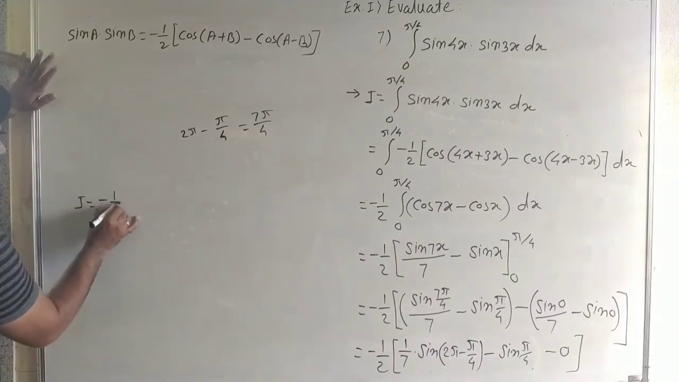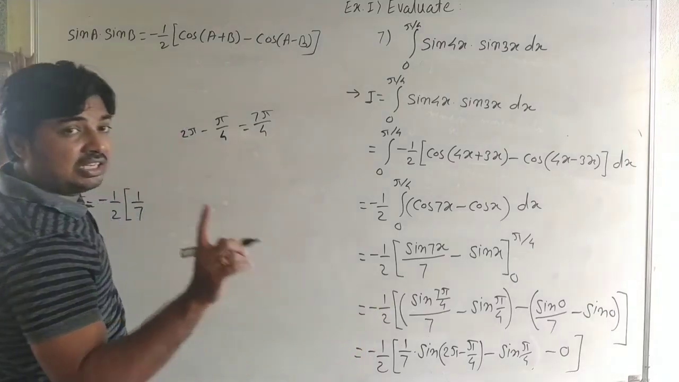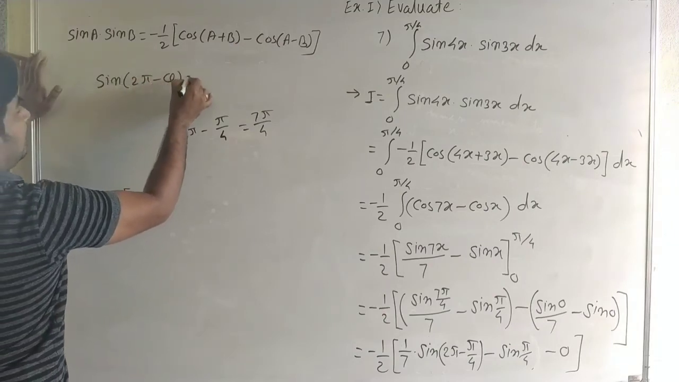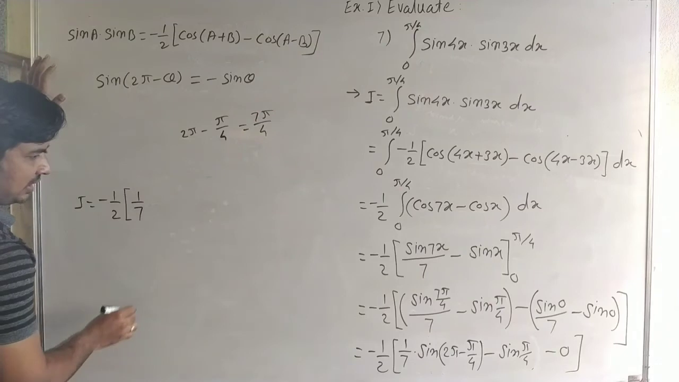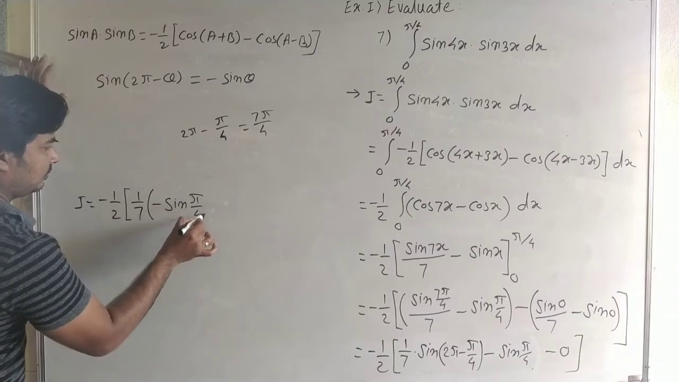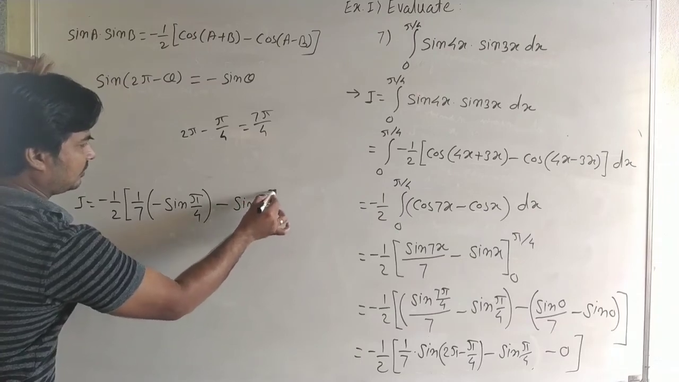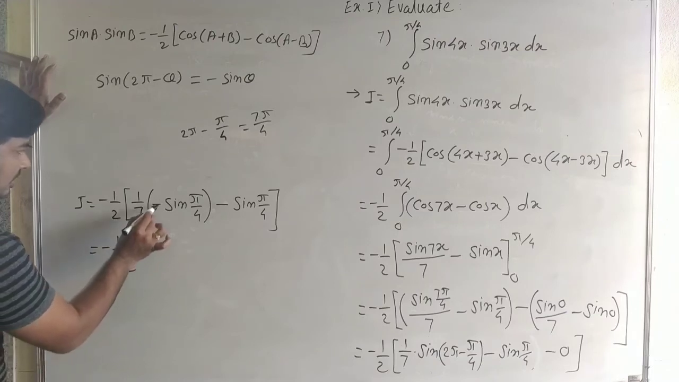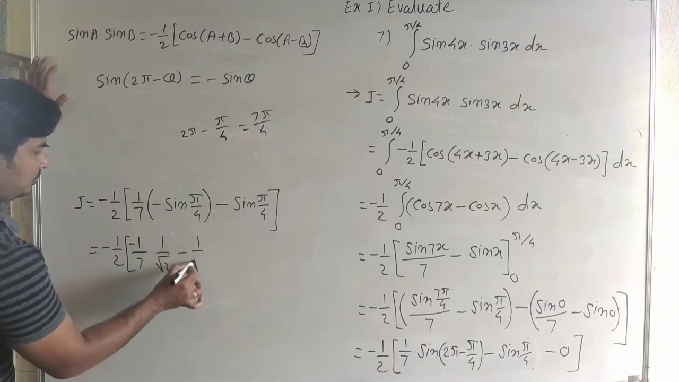Then I is equal to minus 1 by 2 into 1 by 7, and we know the allied formula: sin(2 pi minus theta) is equal to minus sin theta. So this can be written as minus sin pi by 4, and minus this sin pi by 4 as it is. Now we put the values: minus 1 by 2 into this, minus 1 by 7 times 1 by root 2, and minus 1 by root 2.